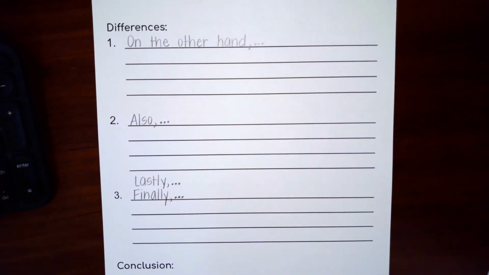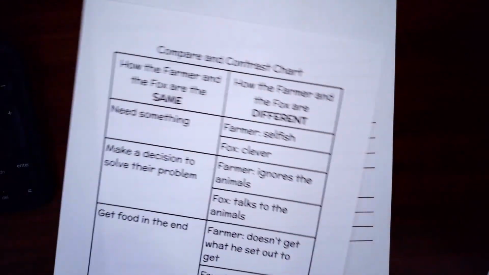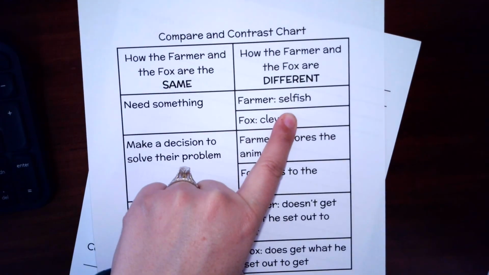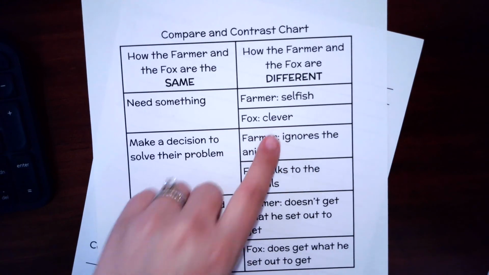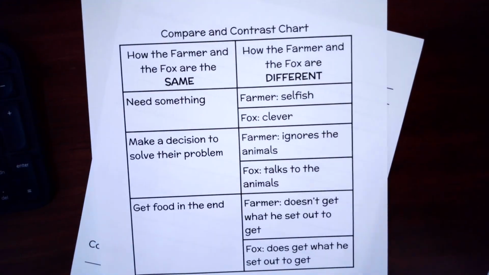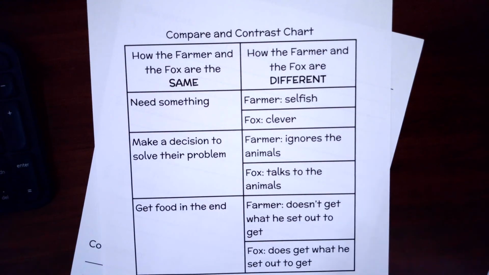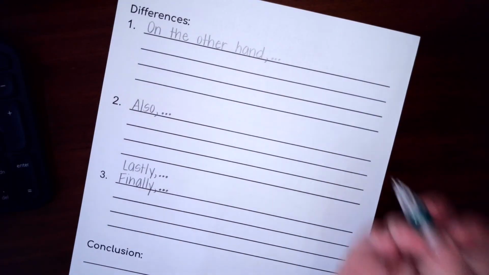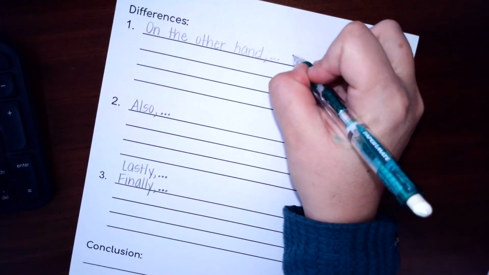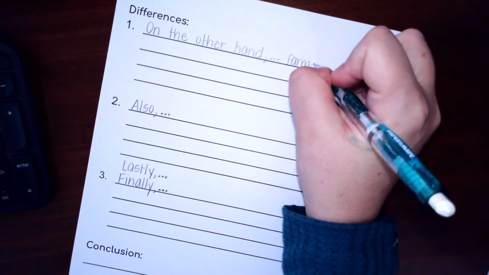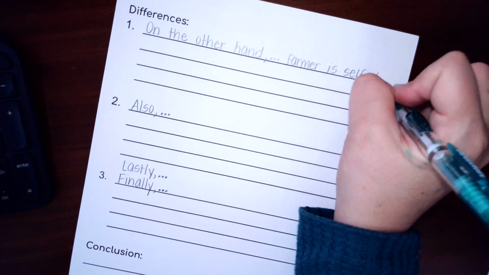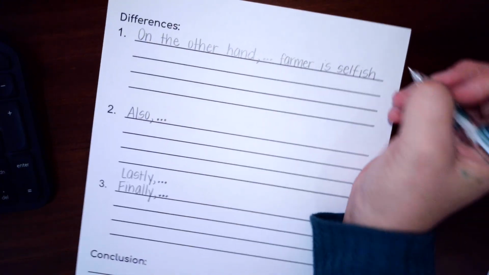Okay, let's go back to our chart. Now, in our chart, we learned that the farmer was selfish and the fox was clever. The farmer was selfish because he wanted to cut down that tree, and the fox was clever because he figured out how to get that cheese without the crow even knowing. So we are going to write farmer is selfish. Oh, sorry, it was so crooked.